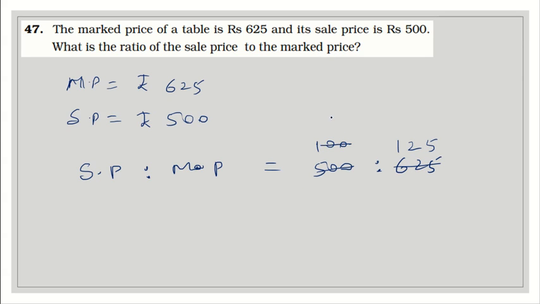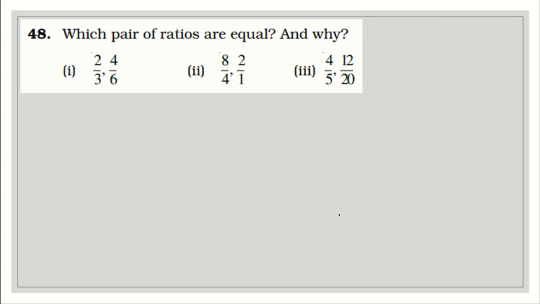Now they both get cancelled with 25. 25 fours are 100, 25 fives are 125. So their ratio is 4:5. Okay. Then moving on to another question, the 48th.